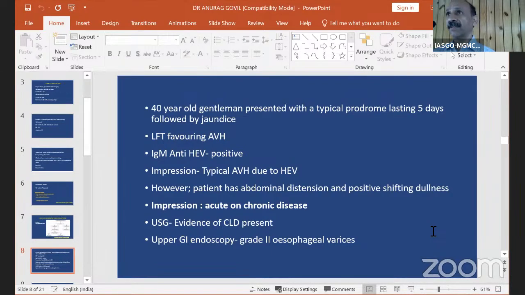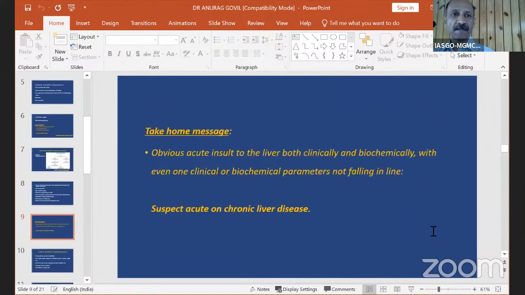Did an ultrasound, there was evidence of chronic liver disease. Did an endoscopy, as expected, portal hypertension evidence in form of varices. So again, is there a learning message here? So if you have an obvious acute insult to the liver, both clinically and biochemically, but you have even one single parameter, whether it be clinical or biochemical, which does not fall in line, start thinking in terms of acute on chronic liver disease. So whether it be early ascites, whether it is very low albumin, whether it is a patient of encephalopathy with prothrombin time almost normal, or even the reverse, very high prothrombin time, conscious patient, an acute insult just few days. So anything unusual that goes either clinically or biochemically, think of underlying chronic liver disease over and above an acute injury.